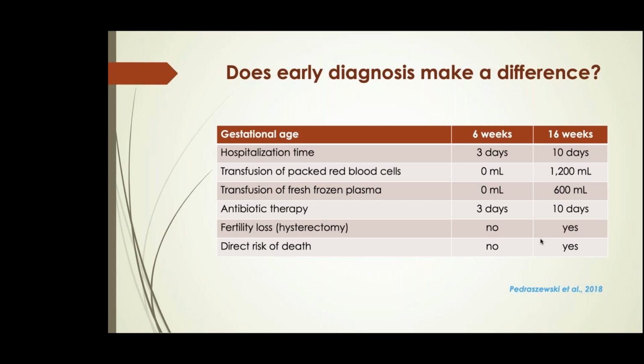Direct risk of death, yes, again, if you go for hysterectomy and there's massive blood loss, there's a danger to the mother's life. At 6 weeks, there's no or minimal, I would say, such risk. So it is very important, if you do proper antenatal care, to try and diagnose this problem as early as you can.